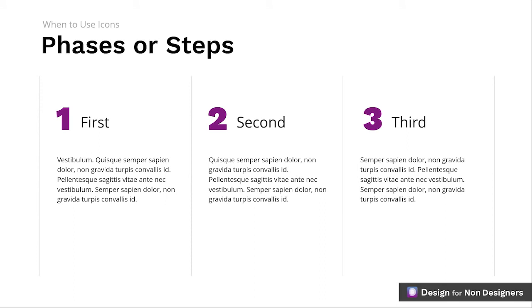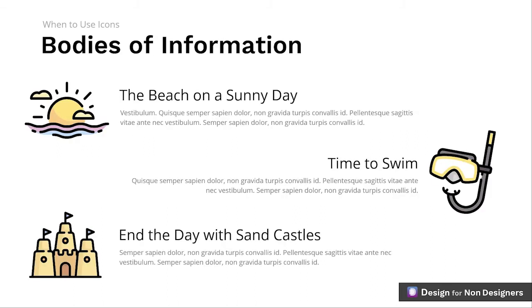Phases or steps are great candidates, either as simple large numbers or letters, or icons to denote what's going on in that phase. We can consider an application where there are bodies of particular information, and we can use icons to call them out, providing some visual anchors and some interest.